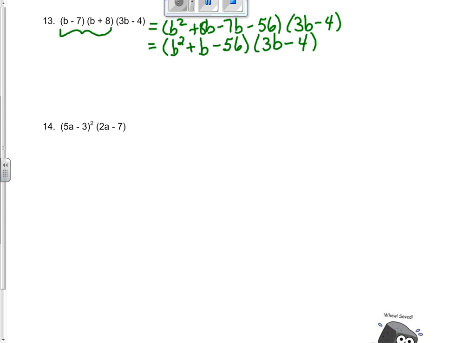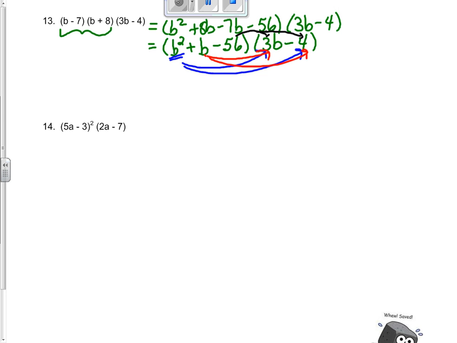We've not seen anything that looks exactly like that, but it is still distributive law. It's like FOIL gone one step further. I need to make sure I multiply everything in the second bracket by, first of all, b squared, then by b, then by the 56. So I am going to have 6 multiplications when I am done.